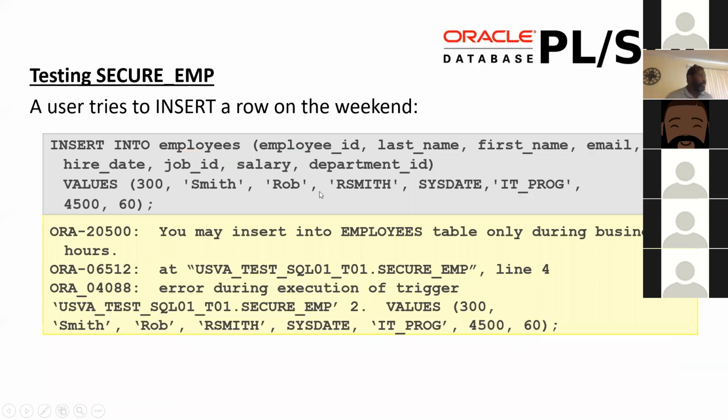If we created this trigger and ran it on a Saturday, the user would receive a message like this. It would look like an error, and it's essentially telling the user that the employees table can only be updated during business hours during the week.